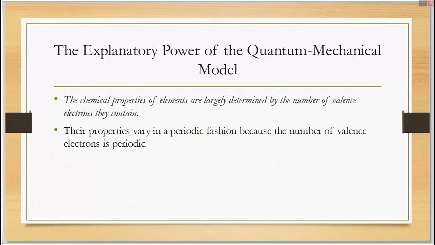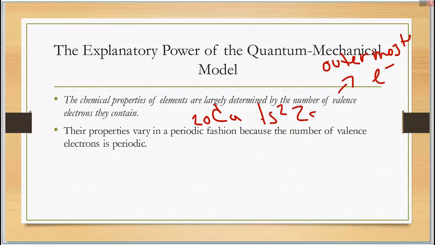The chemical properties of elements are largely determined by the number of valence electrons they contain. So valence electrons are the outermost electrons. You may remember doing the electron configurations. For instance, if we look at calcium, which has an atomic number of 20, and if it's neutral, that means it also has 20 electrons: 1s2, 2s2, 2p6, 3s2, so that's 10, 12, 3p6, 4s2.